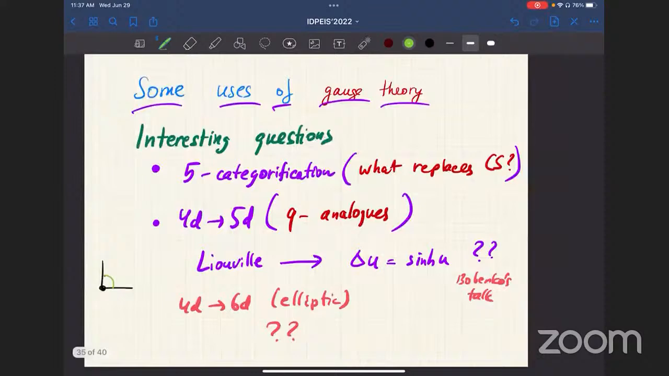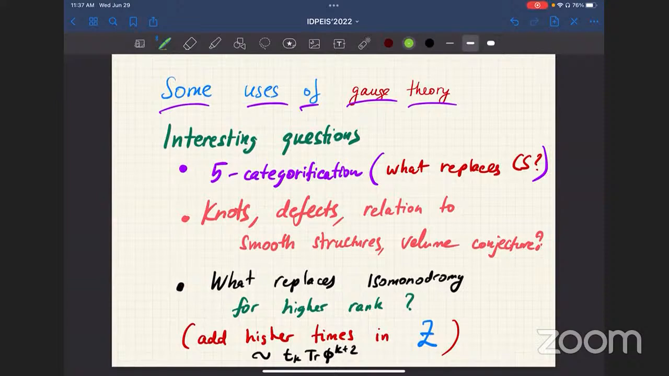The other types of questions are related to what I mentioned in the beginning, namely the isomonodromic deformation is something which is natural for SL2, where you have the positions of the punctures and they are complex moduli of the underlying curve. But for high rank gauge groups, you have high Casimirs, and it would be natural to associate them to W moduli of W structure.